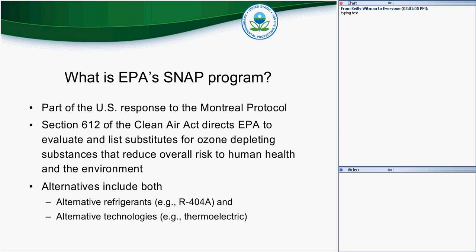So, say a chemical manufacturer, or an equipment manufacturer, or maybe even someone who wants to use a substitute for an ozone-depleting substance can come into EPA and ask for an evaluation of an alternative to an ozone-depleting substance. That might be an alternative chemical, an alternative refrigerant. It could also be an alternative technology, say thermoelectric refrigeration technology.